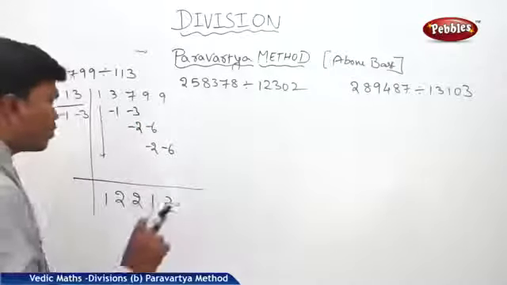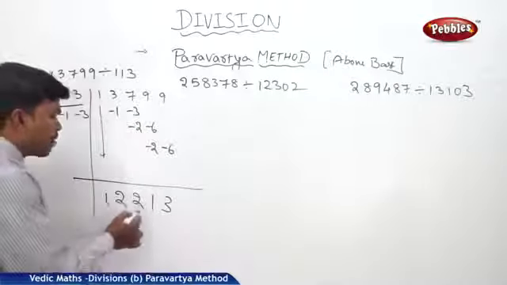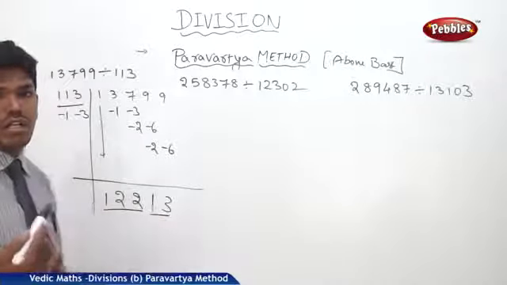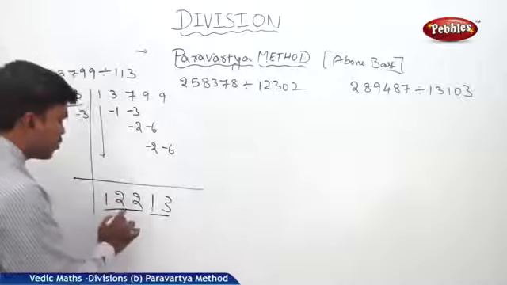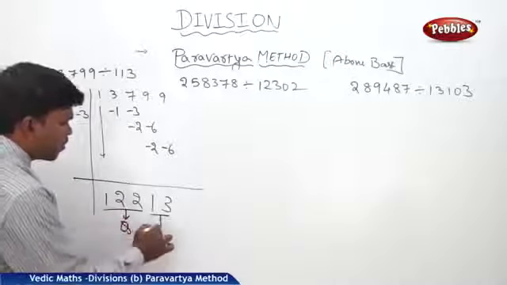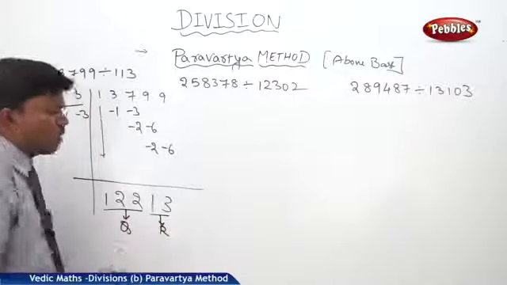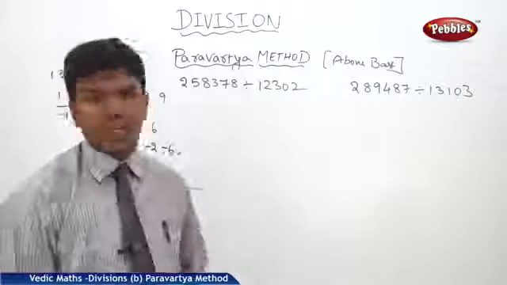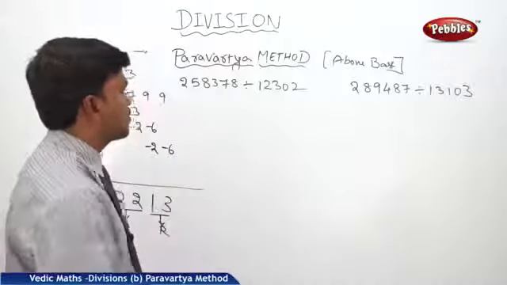That means in the quotient figure, we have the 3 digits from the left, and the remaining part will be our remainder. So what is our quotient? Our quotient is 122 and 13 is our remainder. Like that we have to solve. Now let us see the next example.